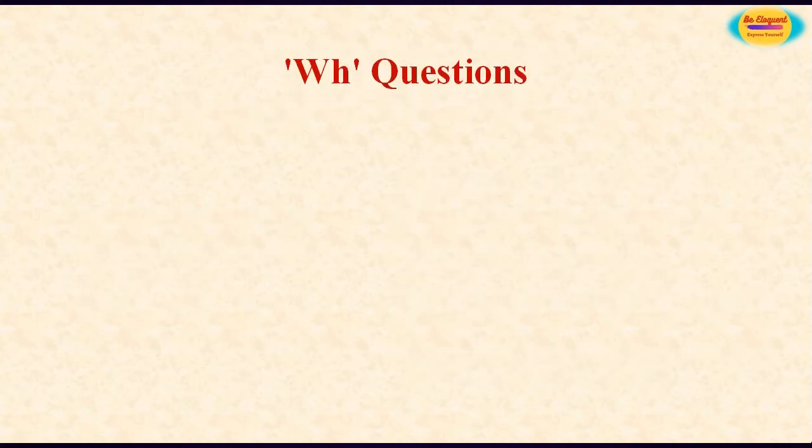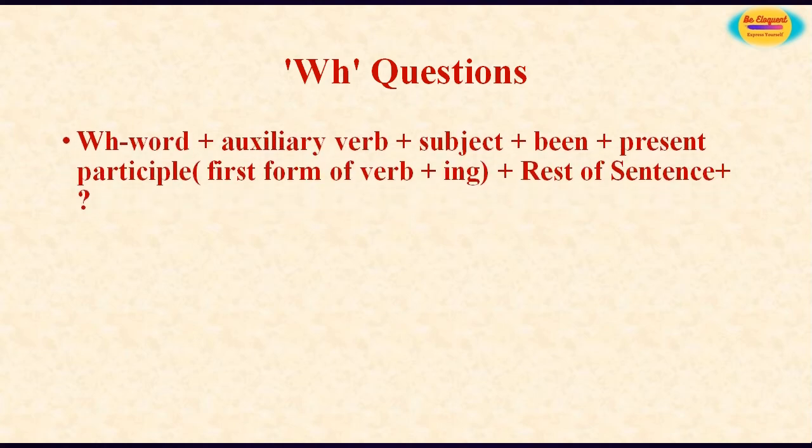WH questions. WH questions require more information in their answers. WH words are what, where, when, why, who, etc. The formula is: WH word and auxiliary verb followed by a subject plus been plus present participle, which is first form of the verb, and ing plus rest of the sentence and a question mark.